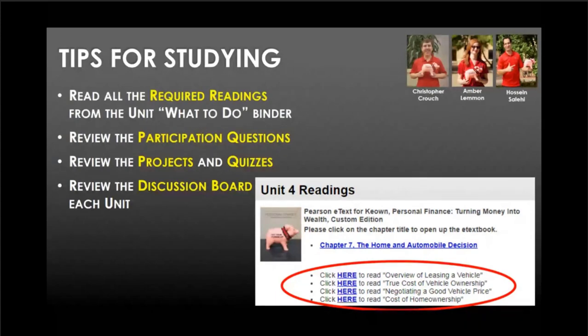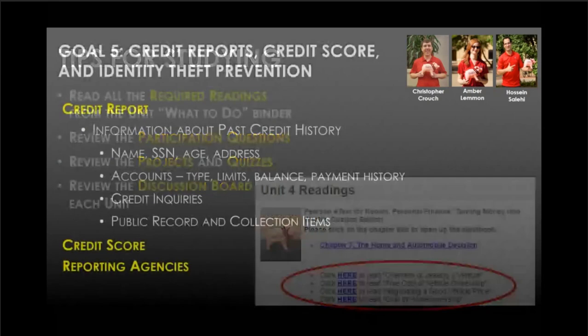Just to add to that, these are documents that we've put together because we felt that there was a little bit of information missing from the book that really is needed to help you understand the material. For instance, the first one about leasing a vehicle, if you don't read that, there are quite a few questions that you'll miss. It has a lot more information than the textbook does, so make sure to look through these. Also you need to review the participation questions, projects, and quizzes. And if you need, you can go back and review the discussions on the discussion board for each unit.